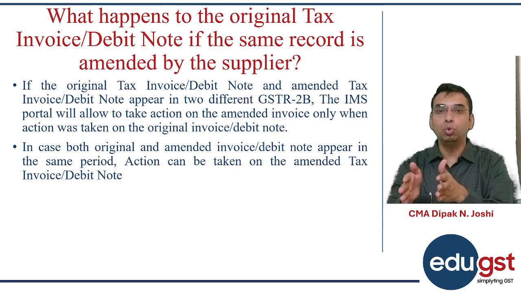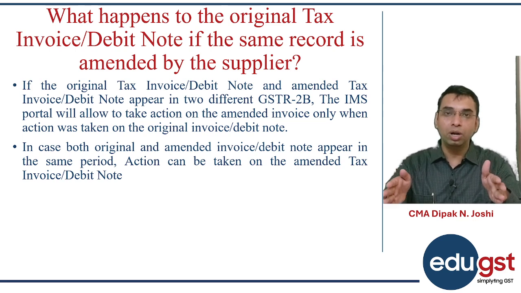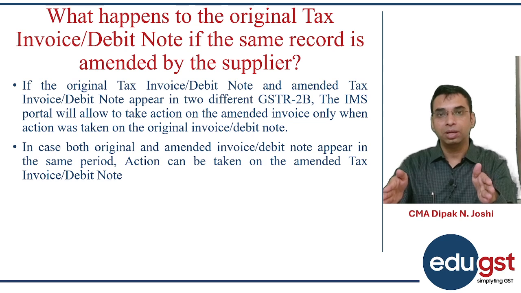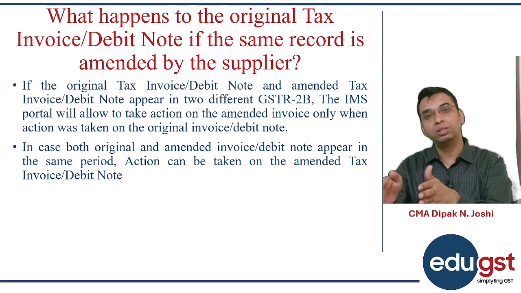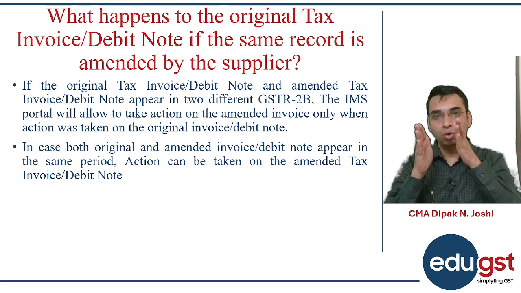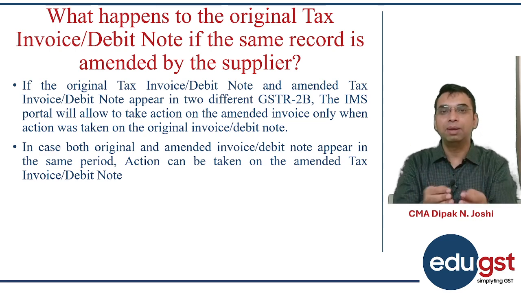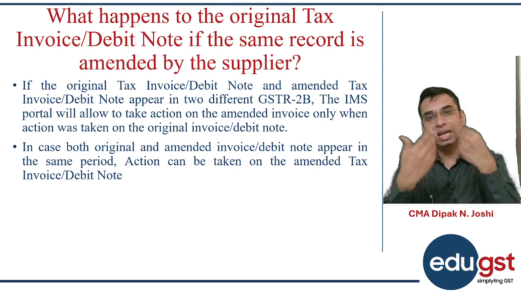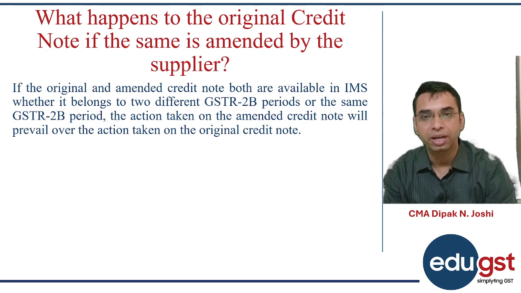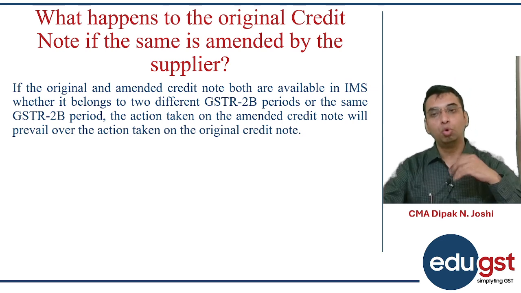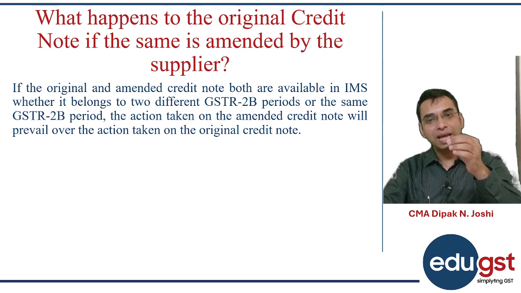So if two different GSTR 2Bs are involved, or if two different GSTR 2B periods are involved, action on original invoice or original record is mandatory before taking any action on the amended record. If original and amended record is available within the same GSTR 2B period, in that case you can directly take action on the amended record. Now what will happen to original credit note if the same is amended by the supplier?